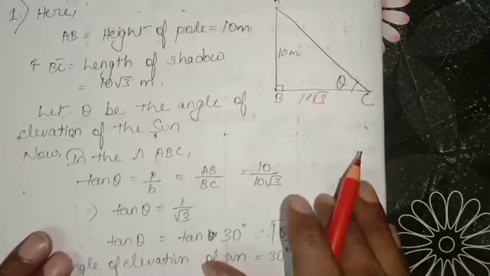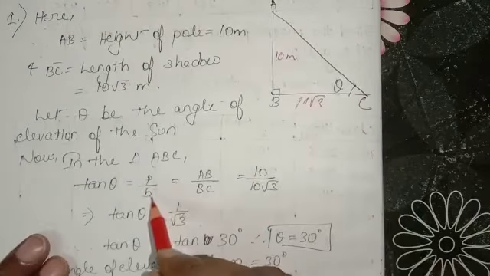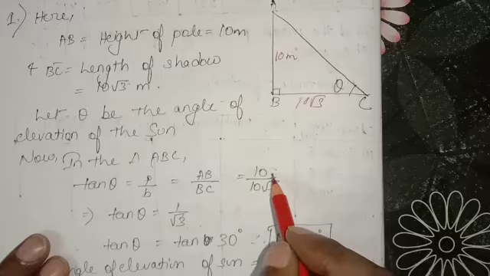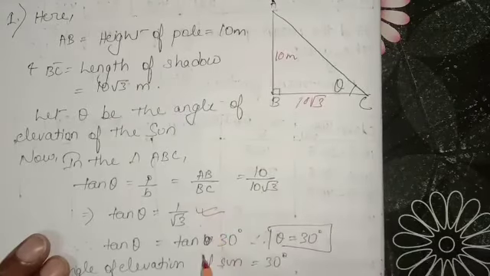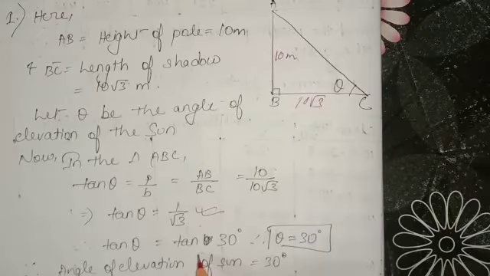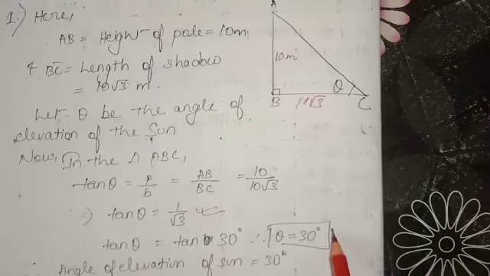Now in triangle ABC, you have to apply the tan theta formula, which is P by B, perpendicular by base. Applying that, 10 by 10 root 3, we get 1 by root 3. What is the value of tan 30? That is 1 by root 3. Now write tan 30 instead of 1 by root 3. Comparing both sides, you will get theta equal to 30.